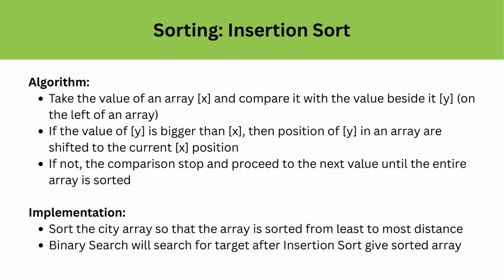So the algorithm is to take the value of an array X and compare it to the value beside it. If the value beside it is bigger than the array X, then the position of the value we're comparing it to will be shifted to the current X position. If not, then the comparison stops and the comparison will be shifted to the next array until all of the array is sorted.